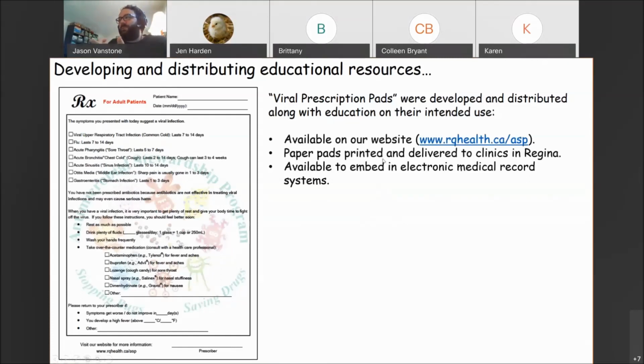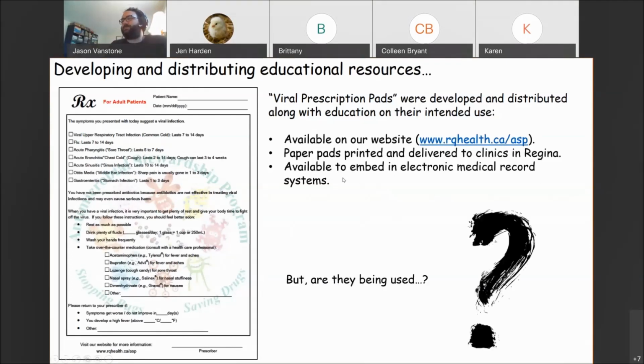As I said, we printed off paper pads and had those delivered to clinics in Regina with much help from our primary healthcare team. They did a bit of a Christmas blitz that year. And then we also made them available to embed in people's electronic medical record systems so that if they don't want a pad sitting on their desk, they can have an electronic copy right there in their EMR, which they're generally working in anyways.